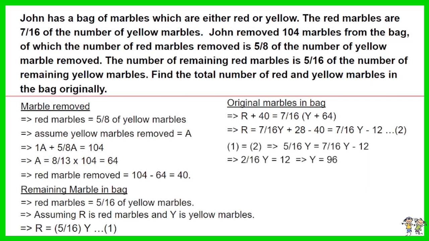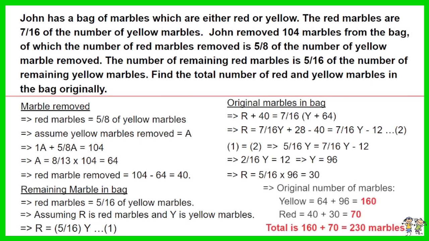Merging equation 1 and 2, we have 5 over 16 of Y equals 7 over 16 of Y, then minus 12. Work out the equation, we have Y equals 96. The value of R is therefore 5 over 16 of 96, which is 30. The original number of yellow marbles equals 64 plus 96 equals 160. For the red marbles equals 40 plus 30 equals 70. Total marbles originally in the bag is 70 plus 160 equals 230.